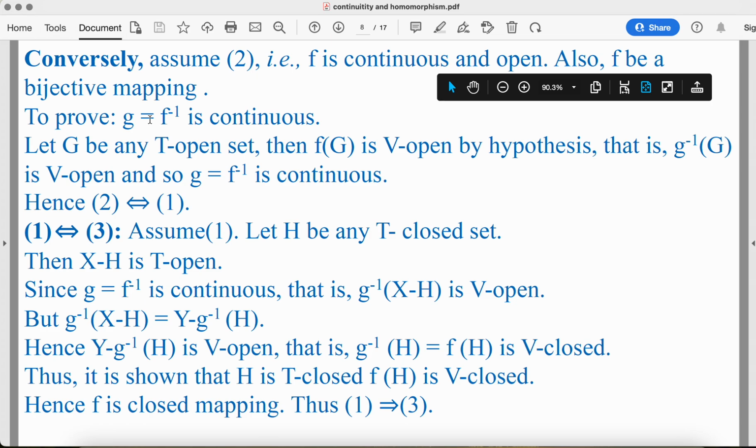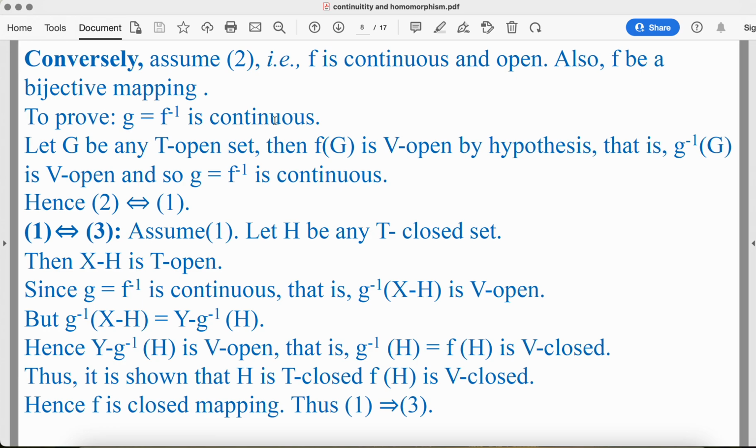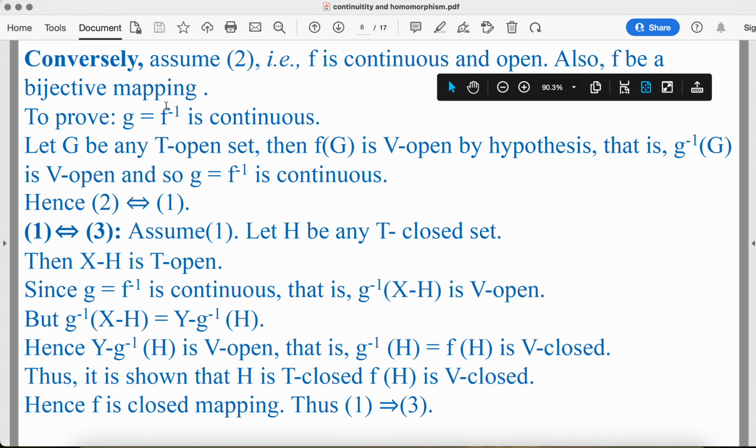Now we will show that g equal to f inverse is continuous, because we need to prove that f is a homeomorphism. It means it is bijective, which is given to us. f is continuous, which is also given to us, and f inverse. Now it remains to prove that f inverse is continuous. So we have assumed that g is equal to f inverse.